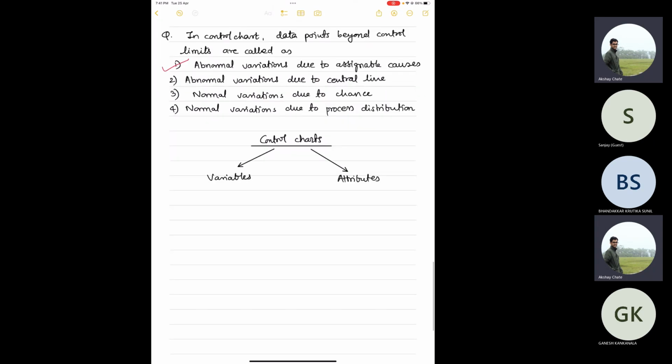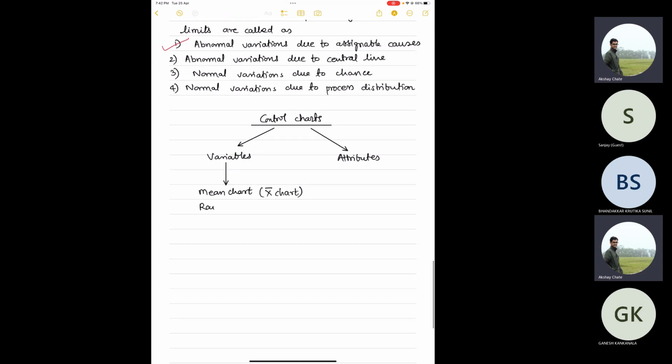So for variables, you have the mean chart, which is called the X bar chart, and you have the range chart, which they call the R chart. And for attributes, you have, let's say, the P chart, the NP chart, and the C chart. For the mean chart and others we will take some examples, but this P, NP, and C itself can be one question in competitive exams.